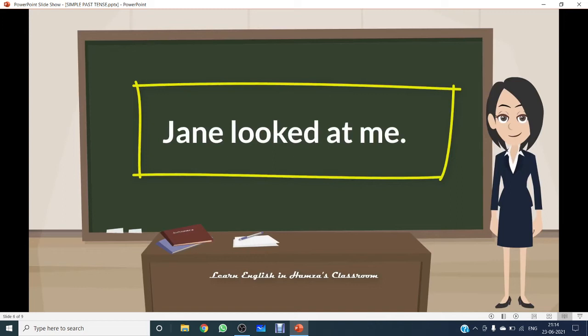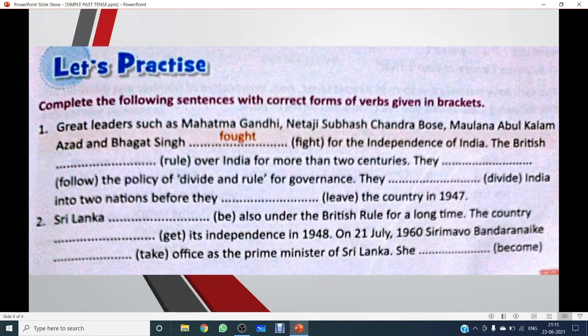So a lot of sentences have been discussed with y'all today here. Hope y'all will not have any problem with simple past tense in your past tense form. Now coming up to an exercise which you have in your book. Let me just move my slide. In your book, this is an exercise which has been given. Complete the following sentences with the correct forms of the verbs given in brackets.